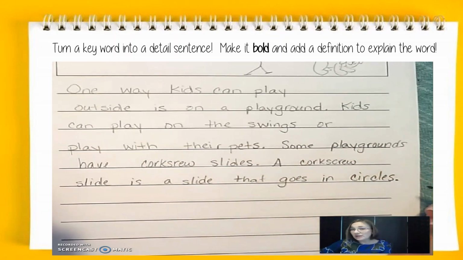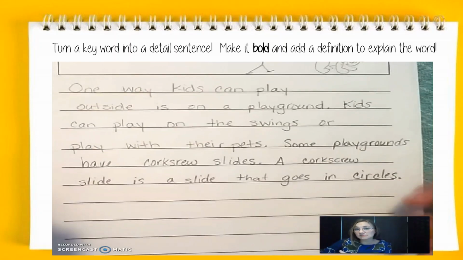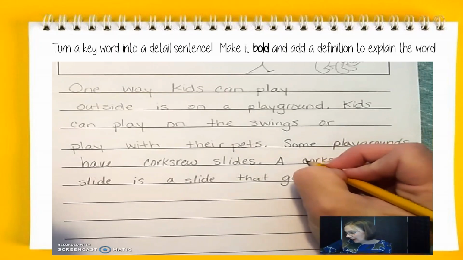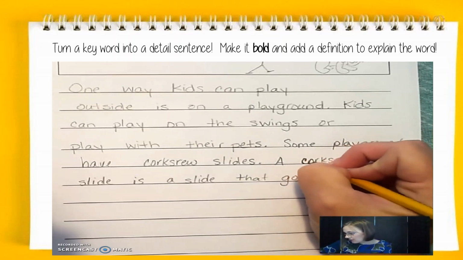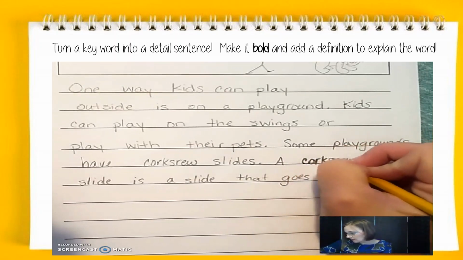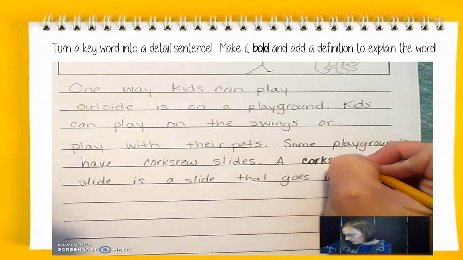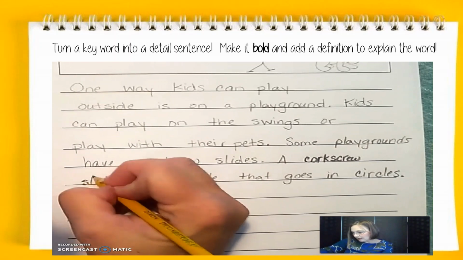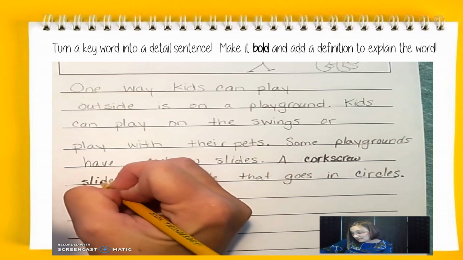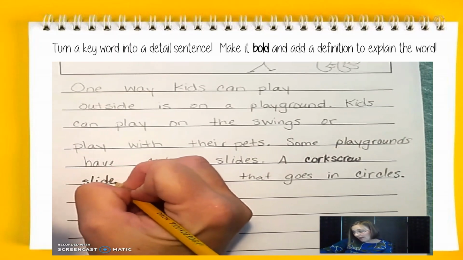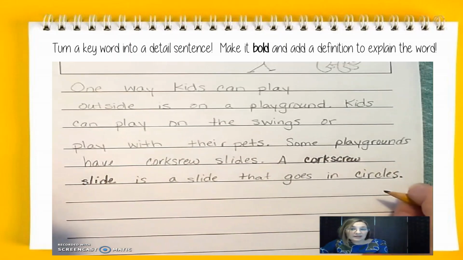Now I want to go back and make the word corkscrew slide bold because it's going to be my definition. Here's how I do that. I just go over and I trace over the letters again with my pencil. And I push a little harder this time. Corkscrew slide. If you have a really skinny black marker or you have maybe a dark pen at home, you could do it with that color instead. But I don't have that right here, so I'm just going to use my pencil.